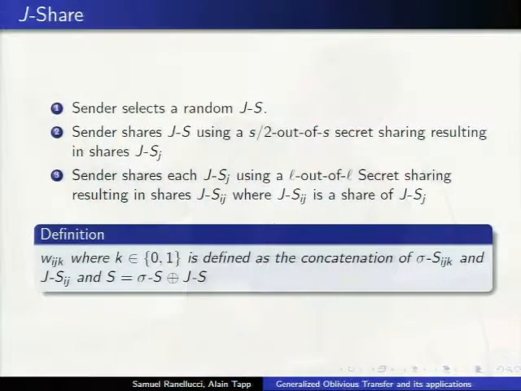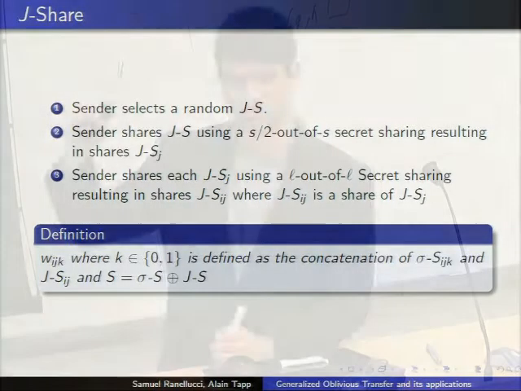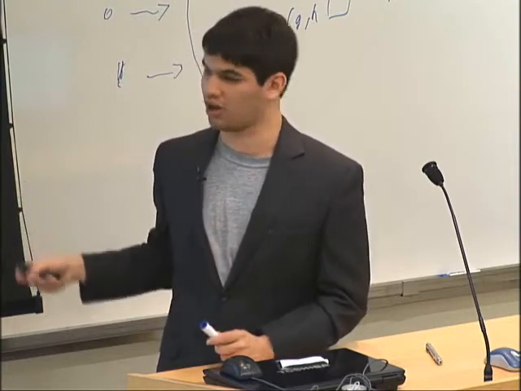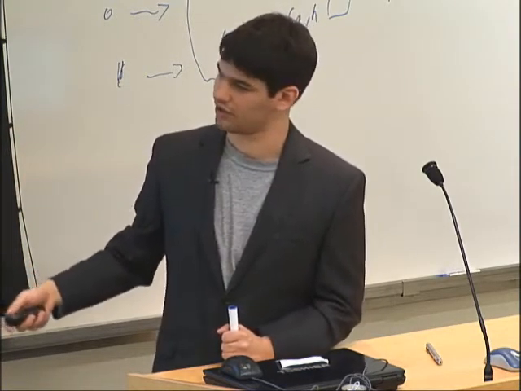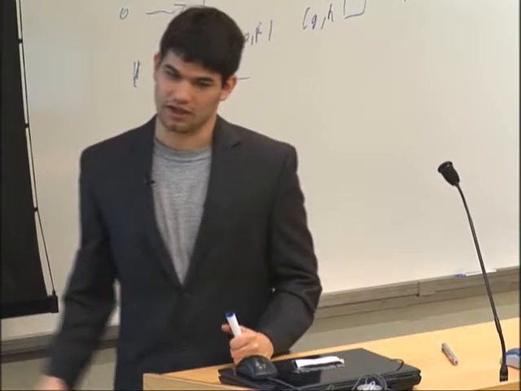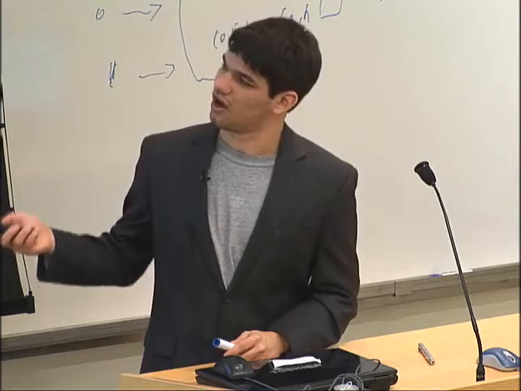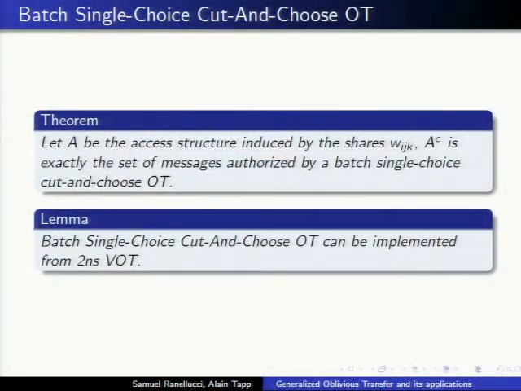And then you're going to ensure that you only learn both inputs for half the columns, and that's the second secret sharing. And you're going to combine their shares together by concatenating them, and this is going to allow you to do a batch single choice cut and choose OT.